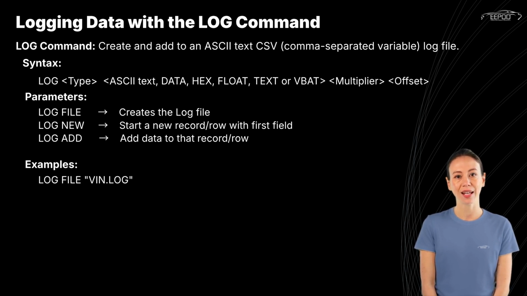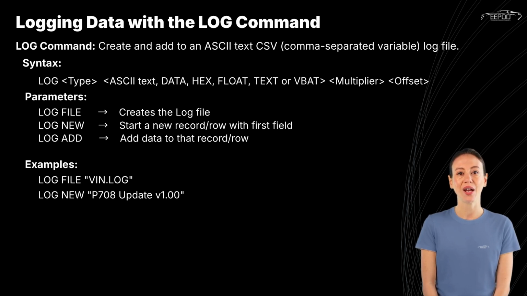Next is log new, start a new row. Once the file is ready, use log new to start a new row of data. Example, log new "P708 update v1.00" in double quotes. This means we're starting a new row with the first field entry, the name and version number of the script. This is kind of like saying, all right, new row, let's start logging now.